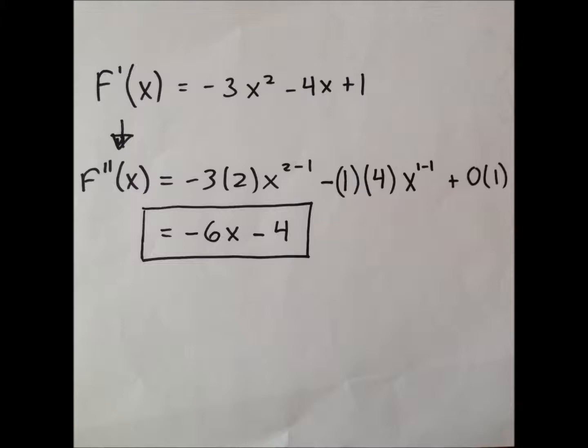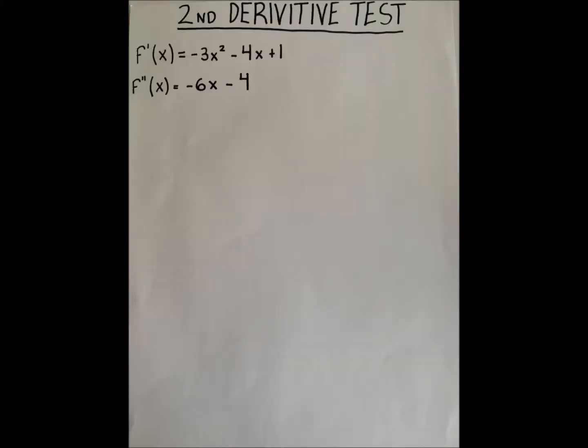Now we need to get the second derivative equation by deriving the first derivative of the function by following the same rules as before. We multiply the leading coefficient by the exponent and decrement the exponent. The second derivative equation is f double prime of x equals negative 6x minus 4. Next we plug in the x values into the second derivative equation and see what we get.